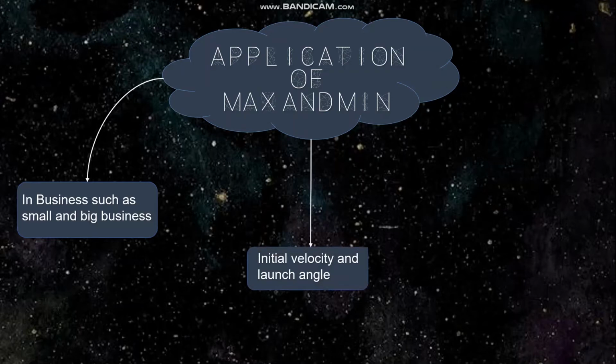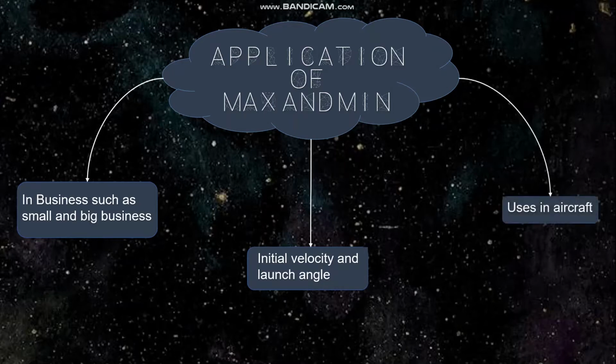Next is initial velocity and launch angle. Max and min is used in physics, such as what was shown here, by estimating the initial velocity and launch angle of a projectile to maximize the height or range. This application is usually seen in rocket launch projects, and also bullets travelling from guns.